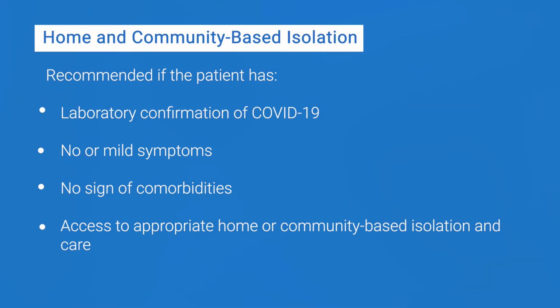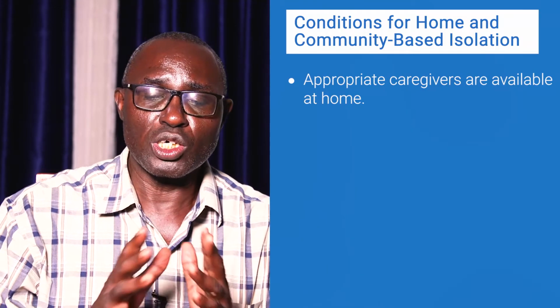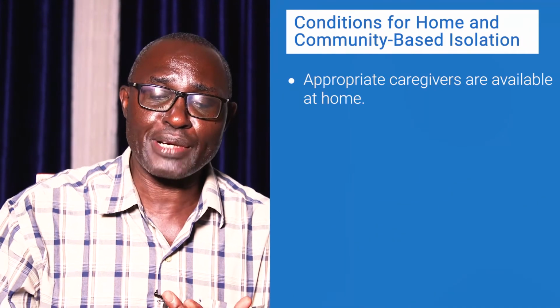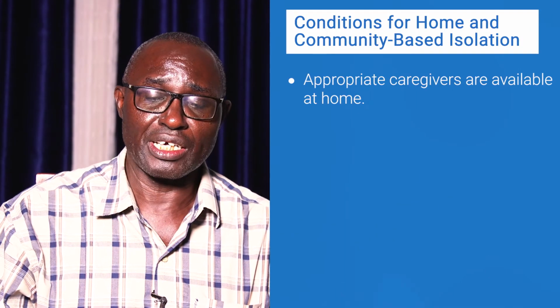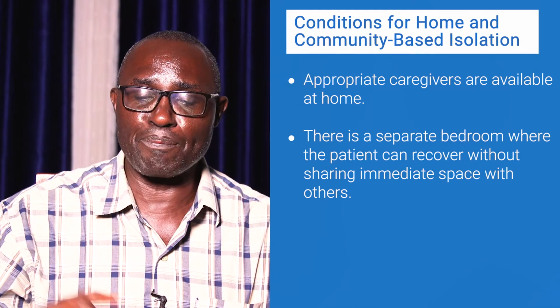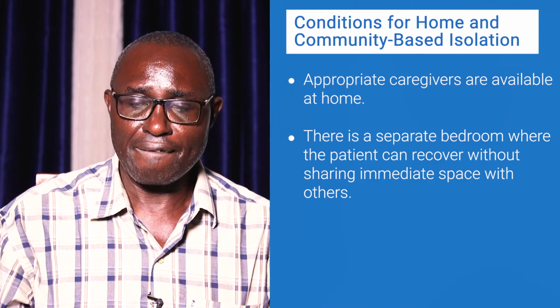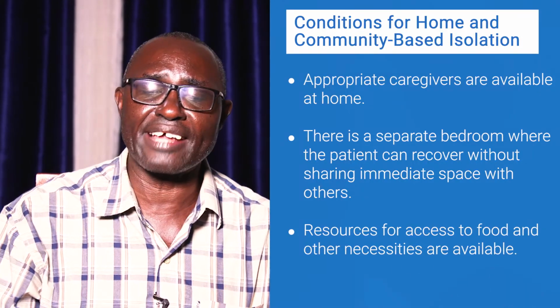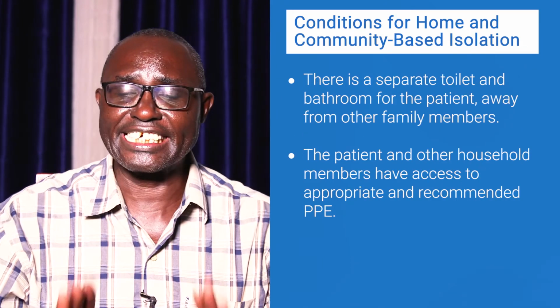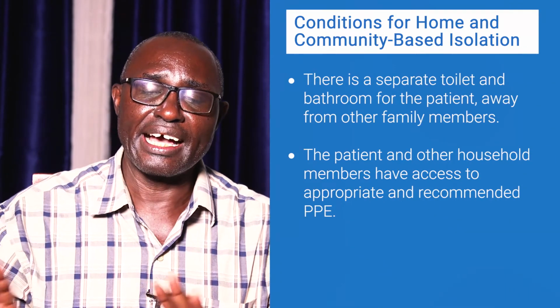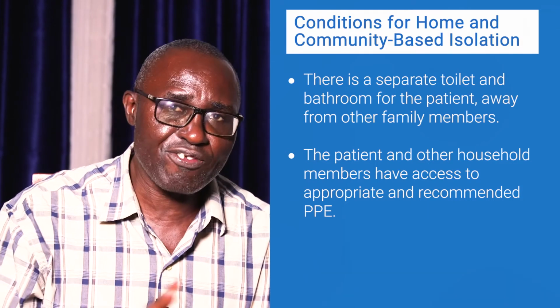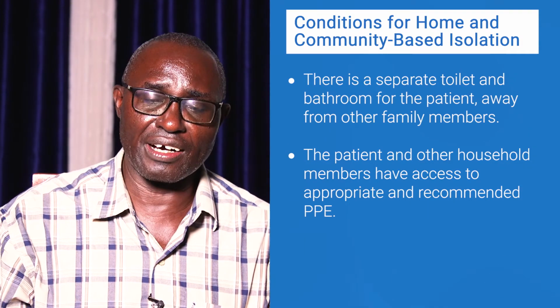The home or community space where the patient is being isolated needs to be assessed to confirm it meets conditions for isolation. Some conditions need to be satisfied, which include: appropriate caregivers are available at home. There is a separate bedroom where the patient can recover without sharing immediate space with others. The resources for access to food and other necessities are available. Ideally, there is a separate toilet and bathroom for the patient away from the entire family and other members.